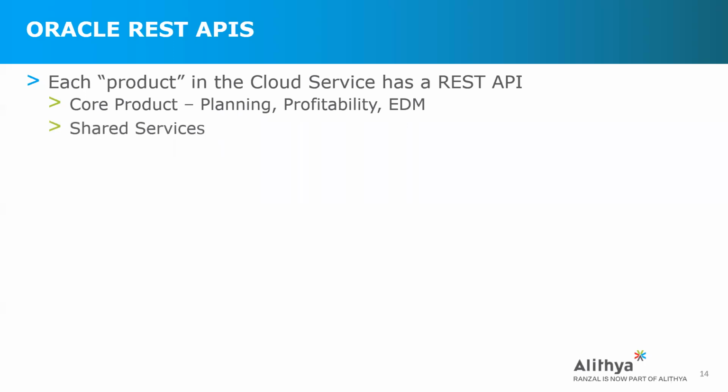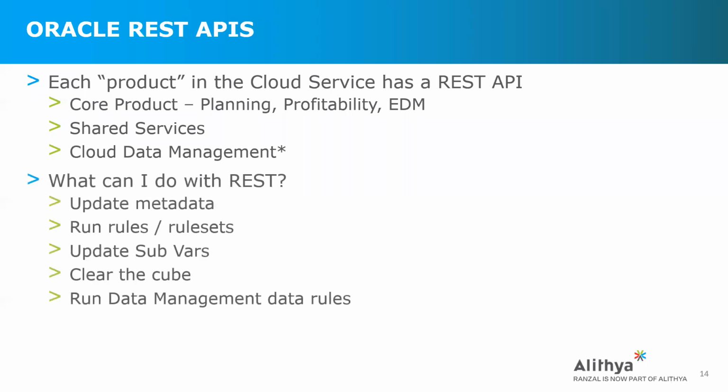There's also shared services. So how do I provision people to the application? What are the roles that I've granted them, and so on. And then cloud data management. Cloud data management is a standalone product within the cloud. It's integrated there, but it has its own REST API. So each one of these three, the core product, shared services, and cloud data management, have their own REST API. FDMEE, the on-premises version of cloud data management, actually has the REST API deployed in 11.1.2.4.210 and above. So you can actually use the REST API with an on-premises deployment of FDMEE, which is kind of neat. So that's just an FYI.